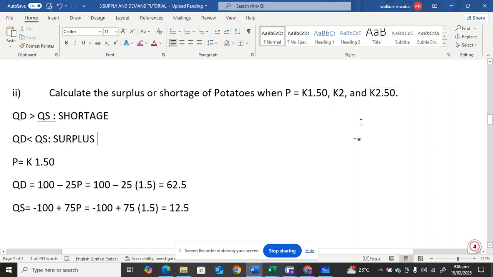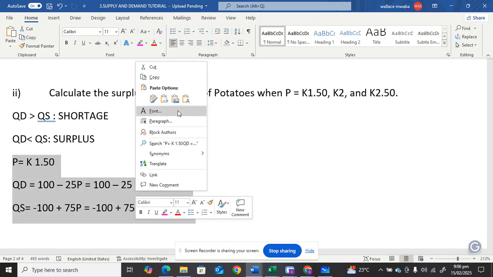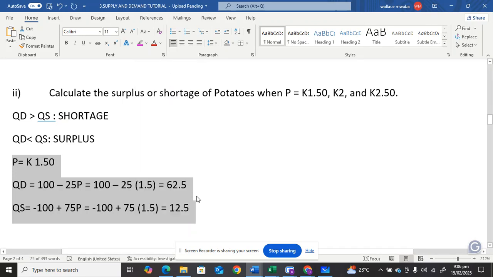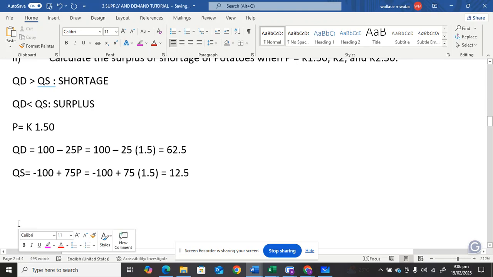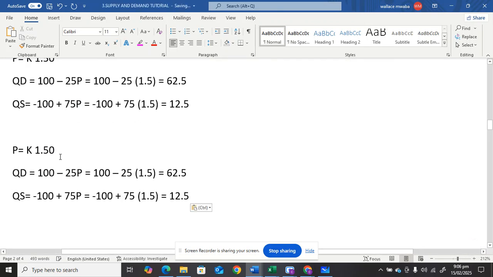So the final one is here, 2.5 kwacha. We substitute it into our demand and supply functions. So let's see what values we get now when we substitute with 2.5.